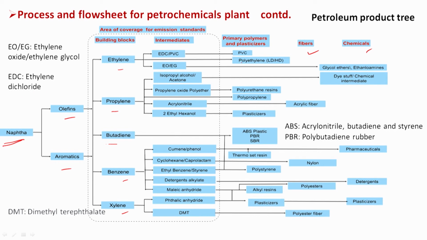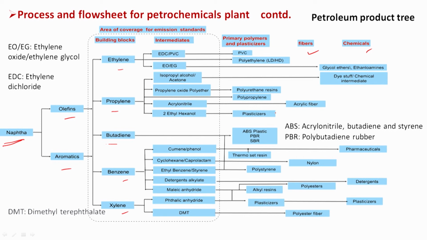So, there we can get PVC, polyethylene, LD, HD, low density, high density, or here we can get glycol ethers, ethanolamines, etc. Similarly, from propylene we can get isopropyl alcohol, acetone, and then propylene oxide, polyether, acrylonitrile, 2-ethyl hexanol. Again from this we can get dyestuff and chemical intermediates. Here we can get polyurethane resins, here we can get directly polypropylene, and we can get acrylic fiber, and here we can get plasticizers.